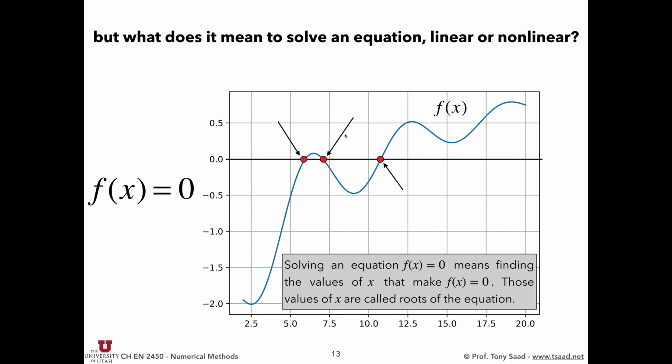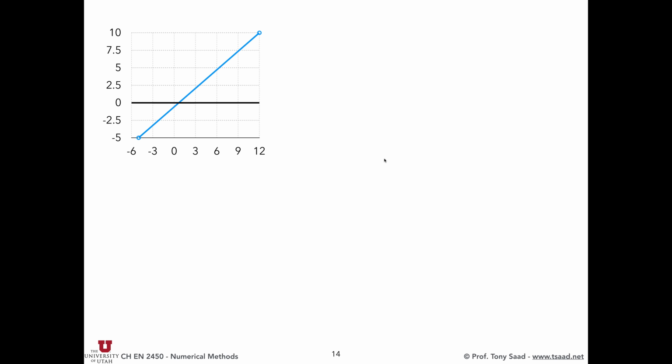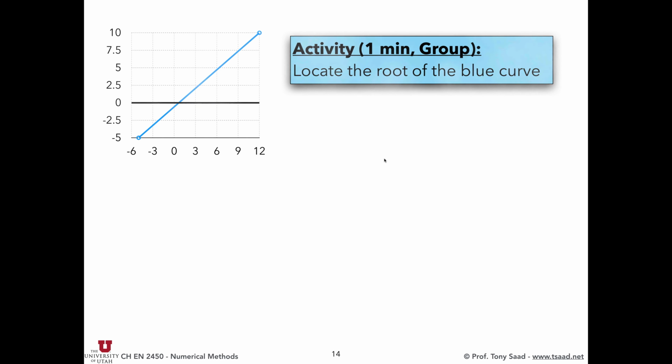Now, we say that solving an equation f of x equals 0 means finding the values of x that make this function f of x equal to 0. And those points are specifically called the roots of the equation. Now here's an activity for you. Locate the root of the blue curve to the left. Take a minute to do it. Okay, so obviously you identified the root as this point.